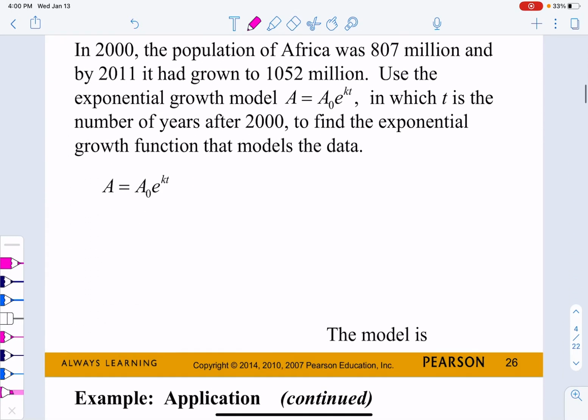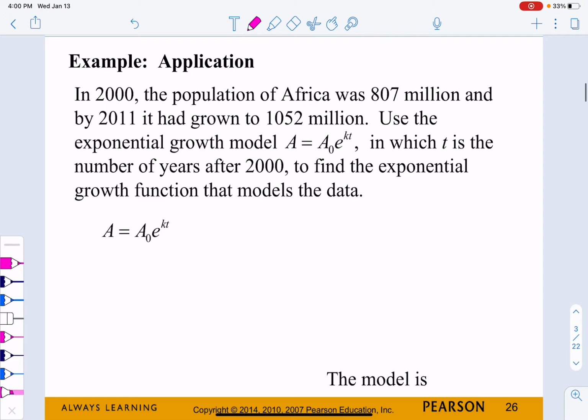So let's look at an example. In 2000, the population of Africa was 807 million, and by 2011, it had grown to 1,052 million. Use the exponential growth model, A is equal to a sub 0 e to the kt, in which t is the number of years after 2000, to find the exponential growth function that models the data.